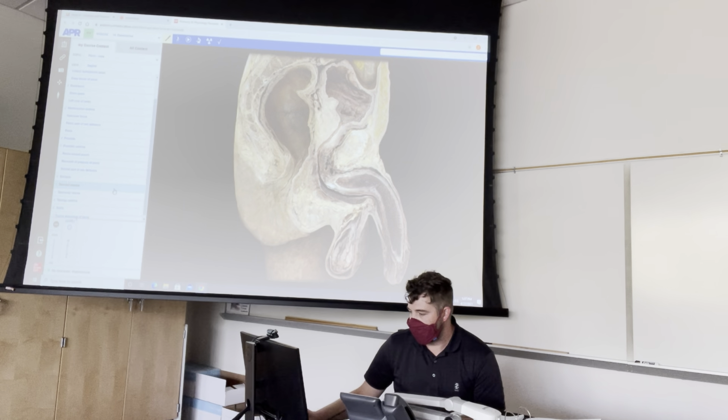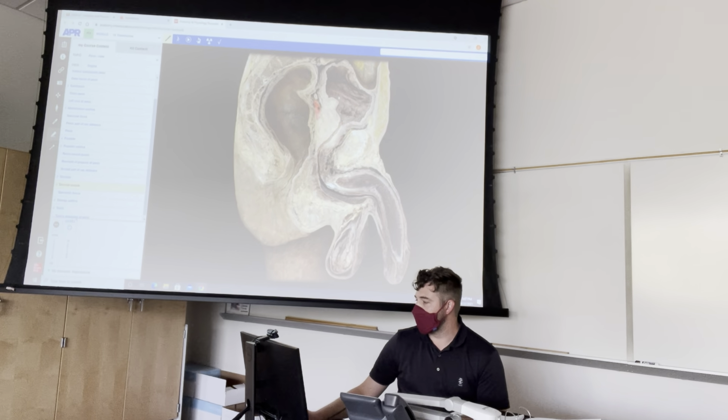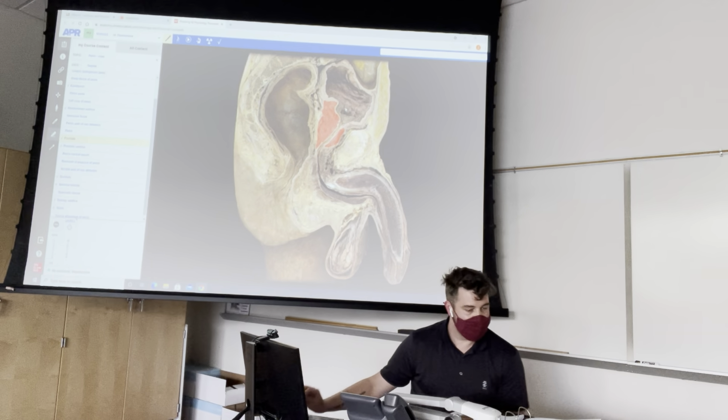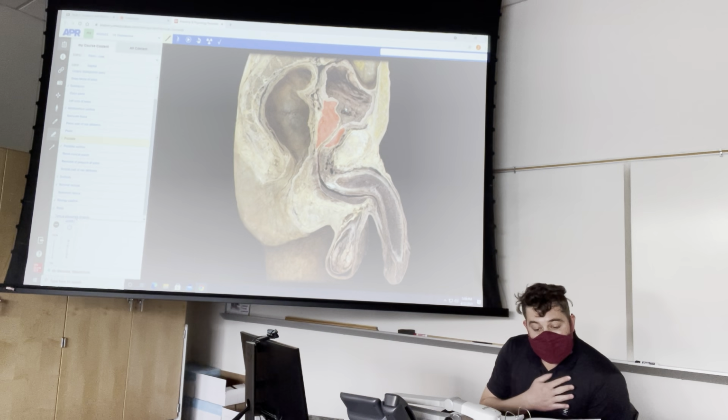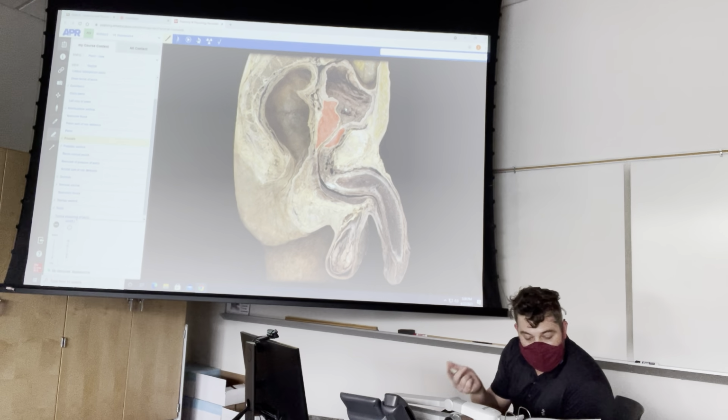Yeah. There you can see just posterior to the bladder is the seminal vesicle. It's not a great image of it, but it's there. This right here is your prostate, right there below the bladder. Seminal vesicles, ejaculatory duct, prostate gland.